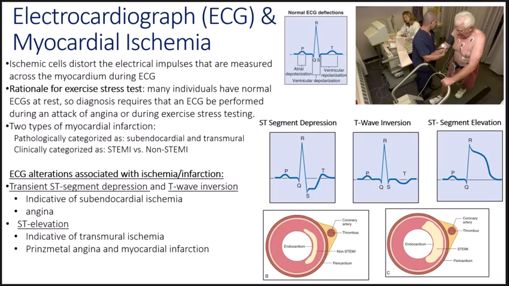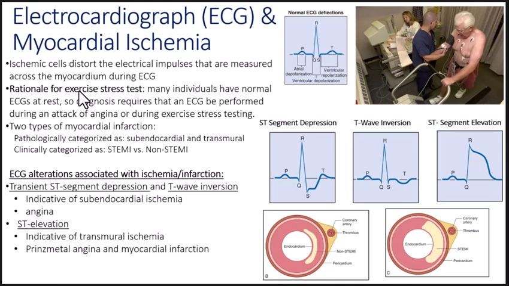Now that we know what a normal ECG would look like in terms of the deflections shown here, let's have a look at what changes we'll see when myocardial cells undergo ischemia and possibly an infarction. Cells that have experienced ischemia become hypoxic, and they can distort the electrical signals that are measured across the myocardium, across the wall, during an ECG.